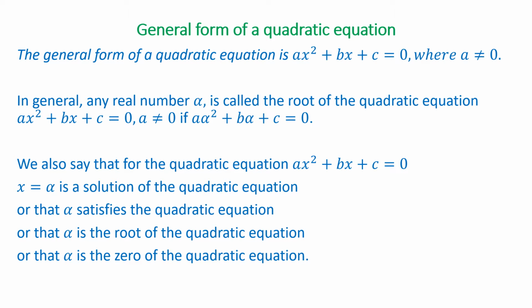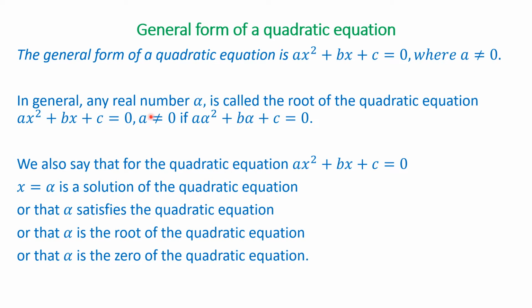The general form of a quadratic equation is ax squared plus bx plus c is equal to 0, where a is not equal to 0. A meaning the coefficient of x square is not equal to 0. Because if the coefficient of x square becomes 0, then the quadratic equation will become a linear equation because this term is gone. And therefore you are saying that the coefficient of x square should not be equal to 0.